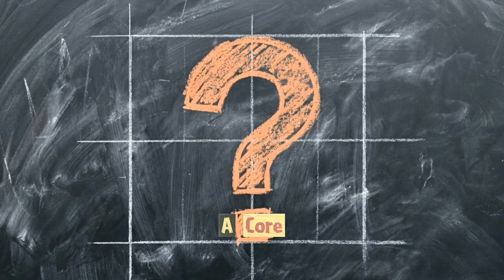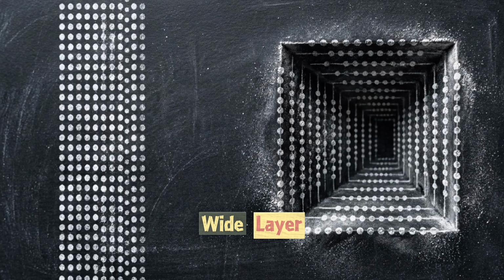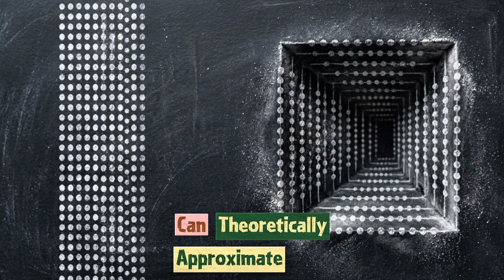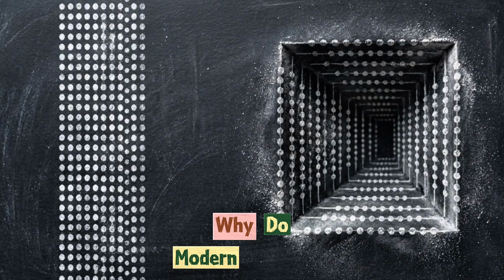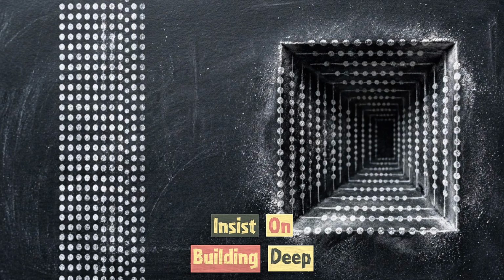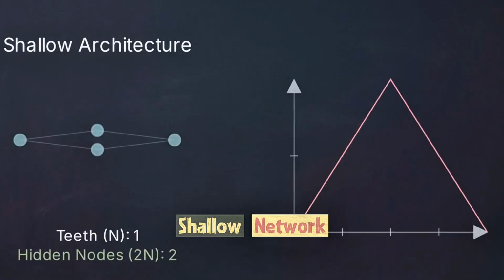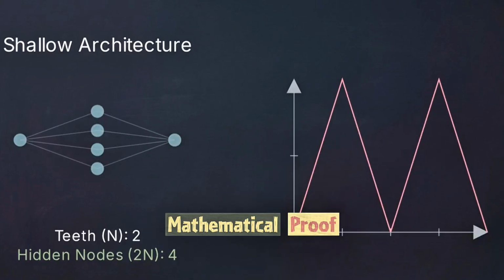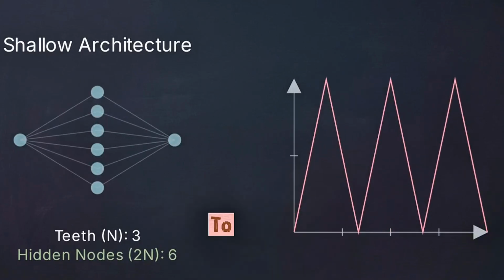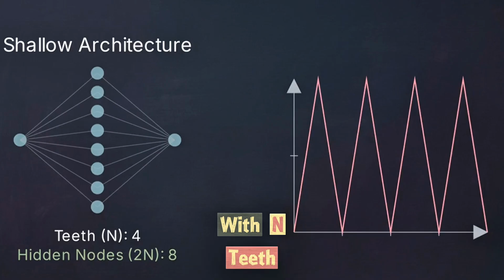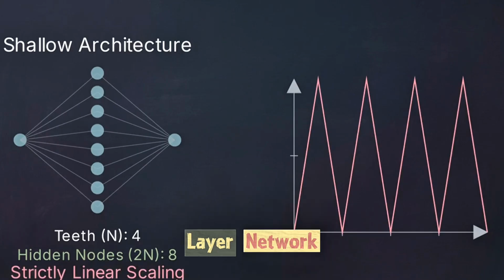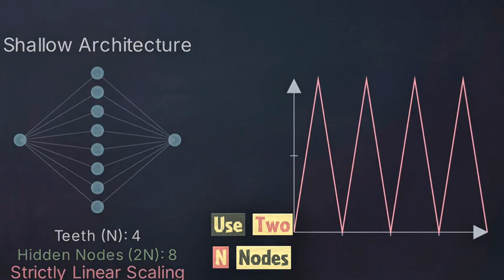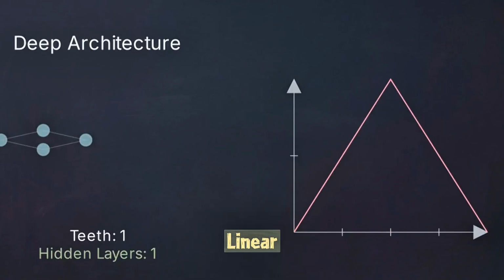This brings us to a core architectural question. If a single, incredibly wide layer of nodes can theoretically approximate any function, why do modern engineers insist on building deep, multi-layer networks? This diagram shows a shallow network modeling a sawtooth function. It provides a clean mathematical proof of the limits of width. To model a sawtooth with n teeth in a shallow, single-layer network, you are forced to use 2n nodes. The scaling is strictly linear.